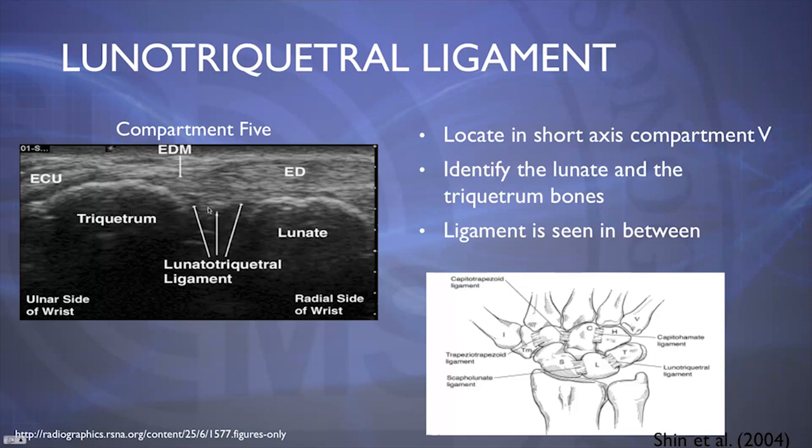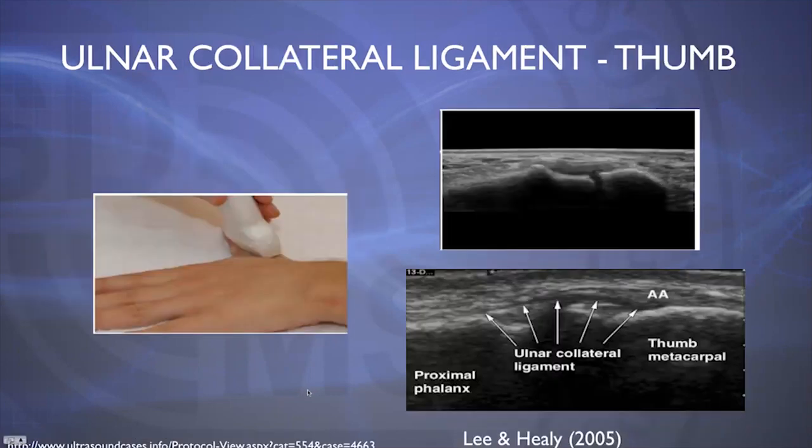You may be asked to see the ulnar collateral ligament. And even though it's called ulnar, it's not near the pinky, it's actually on the thumb. The reason why it's called ulnar collateral ligament is because it lives on the ulnar side of the thumb. It connects the metacarpal and the proximal phalanx of the thumb, and we can see this ligament right in here. And you'd have the probe position like so to try to see that.